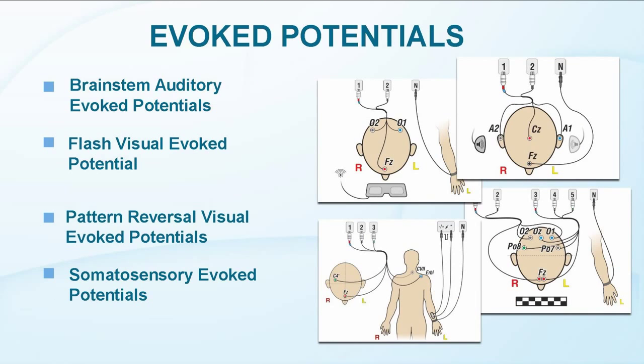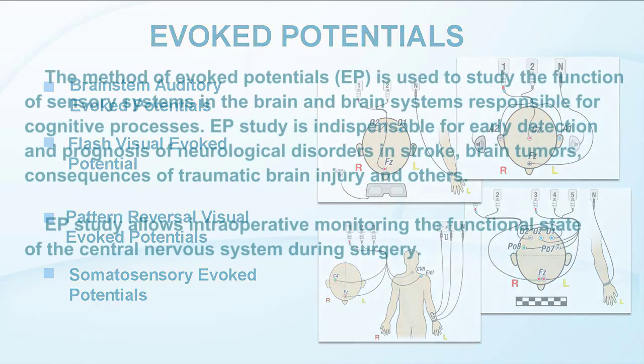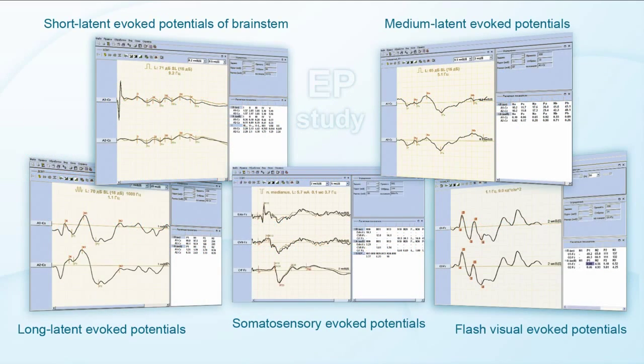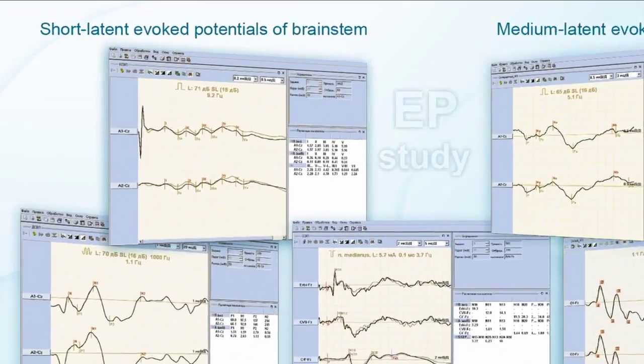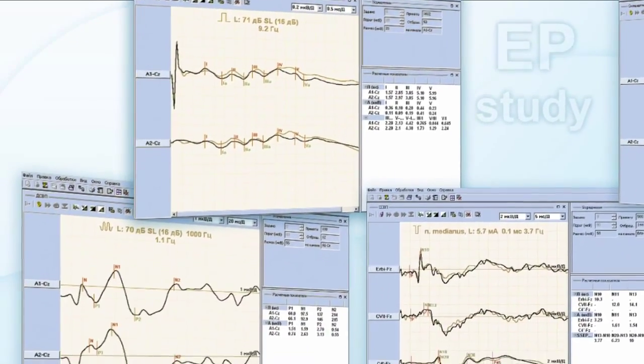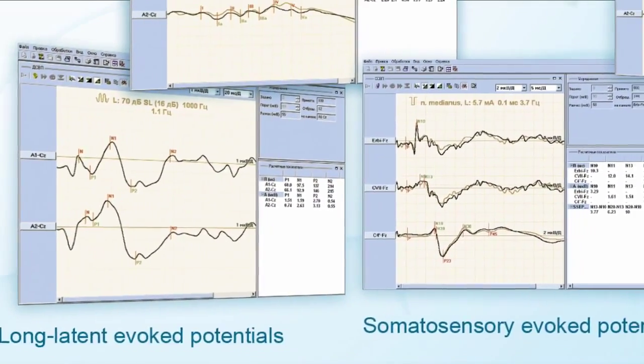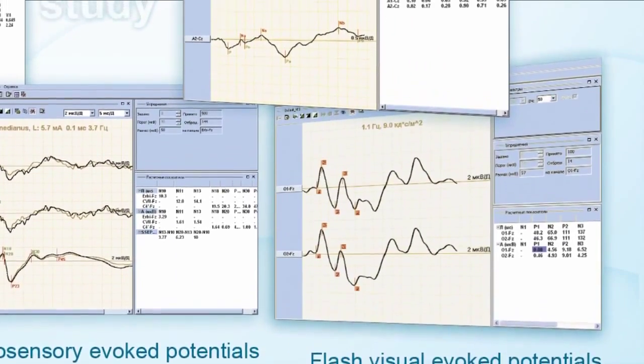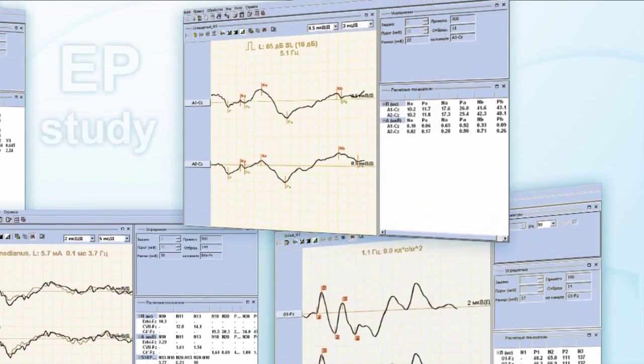The method of evoked potentials is used to study the function of sensory systems in the brain and brain systems responsible for cognitive processes. EP study is indispensable for early detection and prognosis of neurological disorders in stroke, consequences of traumatic brain injury, and other diseases. EP study allows intraoperative monitoring of the functional state of the central nervous system during surgery.